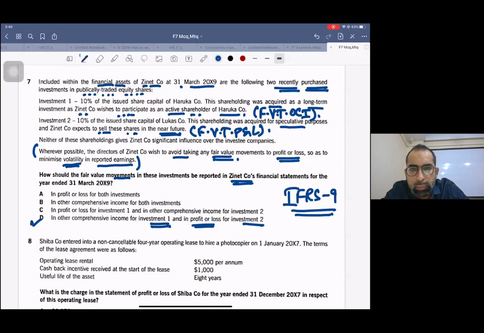Yes, election is required, but they have not written it here. See, one guy is asking a question. They have written: wherever possible, the directors of Zenith wish to avoid taking the fair value movements to profit and loss. So they will save them by doing election. Obviously, they have not written the word, but these last lines are enough for election. That means they are indirectly telling you that they will take it to fair value through OCI wherever possible.